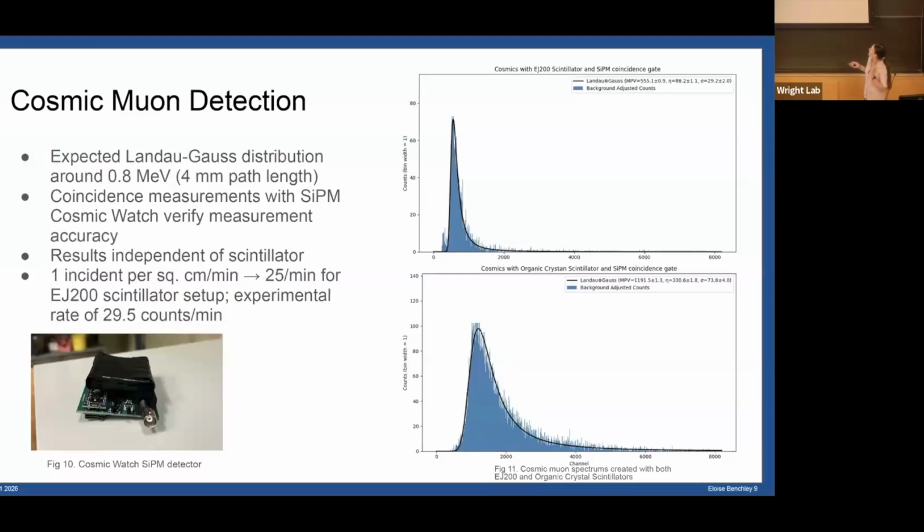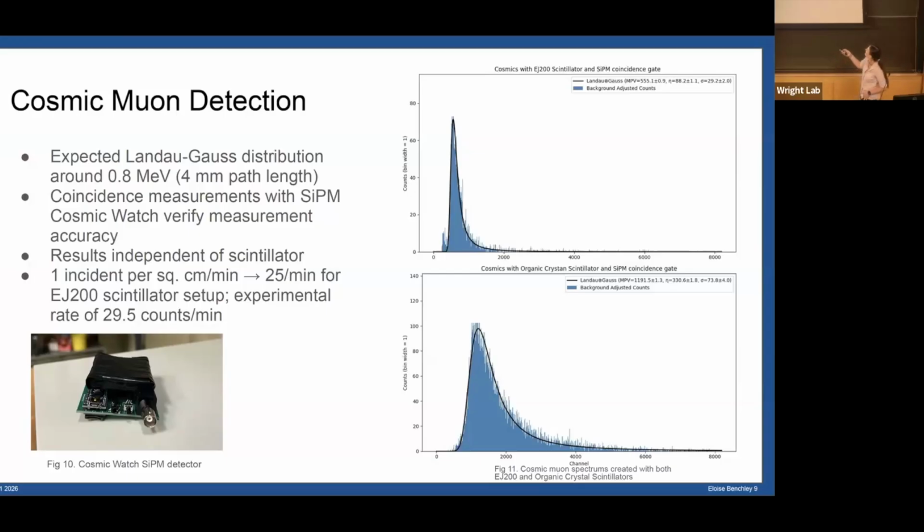Another way we can verify our results is with the number of counts. In general, cosmics tend to hit about 1 incident per square centimeter per minute. That means for around a 25 square centimeter scintillator, we ended up with a slightly higher number of 29.5 counts per minute, but that could be attributed to noise.